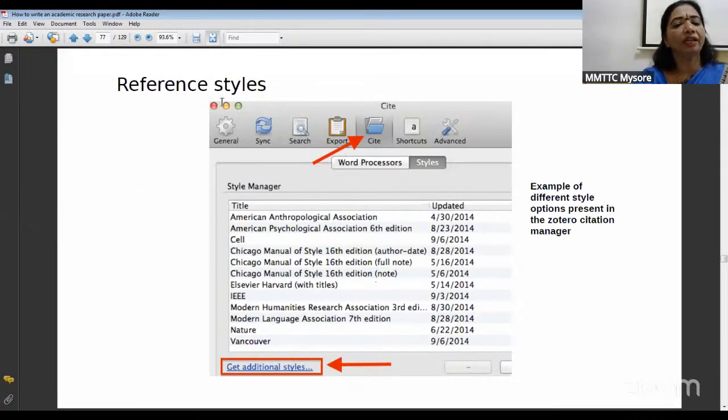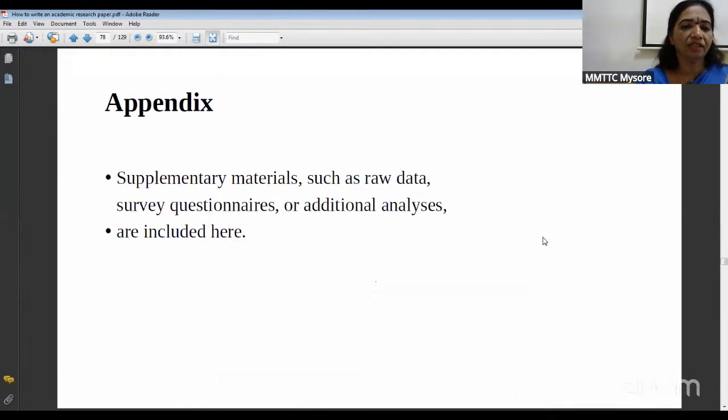Okay, so I told you in the last class how you can manage the references, and different reference styles are there. So you will have American, AAA and APA, and CM, all these different types of styles are there. These styles can be managed in Zotero. In the last class, I explained it to you.